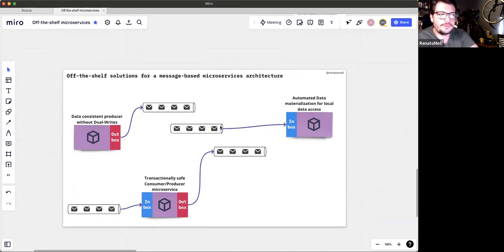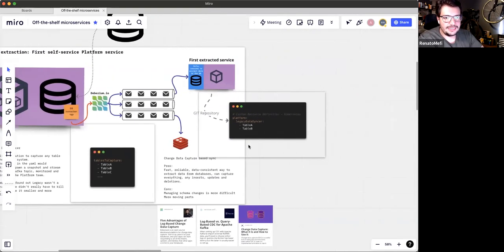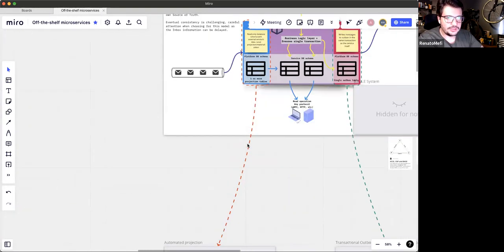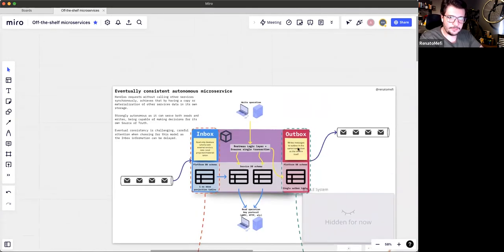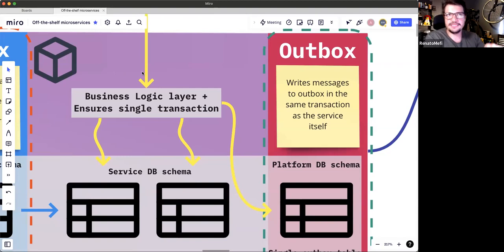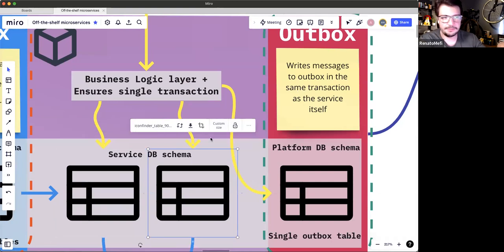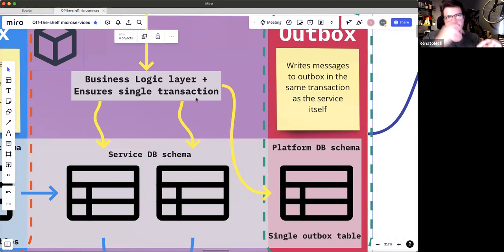So I'm going to talk to you about the Outbox pattern. Let me just go to my next part here. The Outbox pattern works like this. Let's say you have your microservice again, and you make an operation, right? You want to write into your tables in your database. In the same transaction that you do that, you're going to write an event, a message, to another table in your database. And that table is going to be called Outbox.